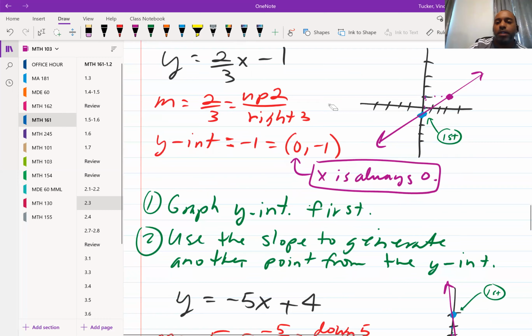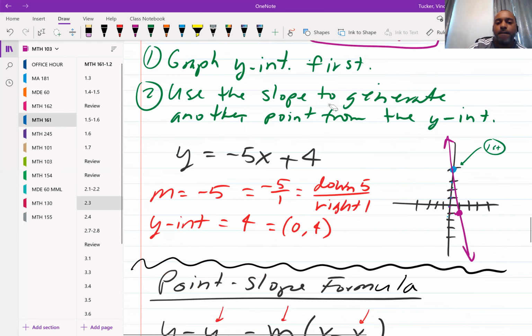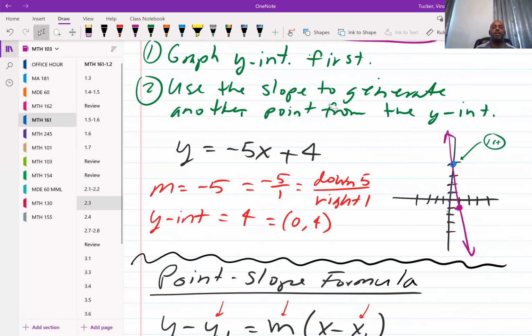All right, so let's do it again. Here we have -5x plus 4. That's equal to y. So m is -5, but as a fraction, that would be -5/1. All right, and then your y-intercept, the value that's by itself, or in other words, not attached to x, is 4.